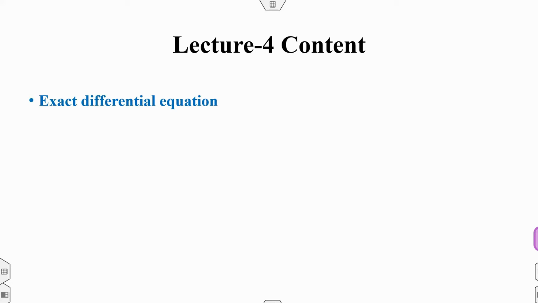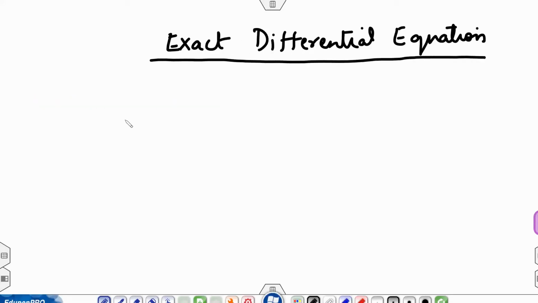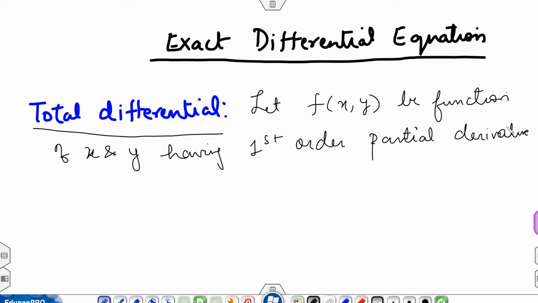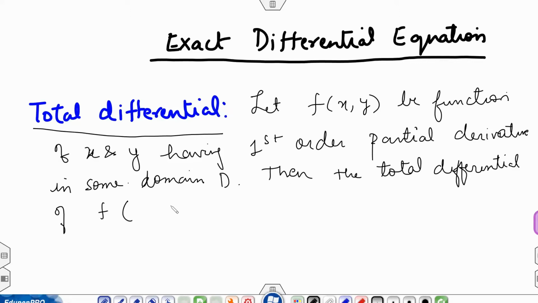So let's begin. Before knowing what is an exact differential equation, we should know what we mean by total differential. So I'll just write the definition of total differential. What is total differential? Let f be a function of x and y, continuous and having first order partial derivatives in some domain D. Then the total differential of f is denoted by df.